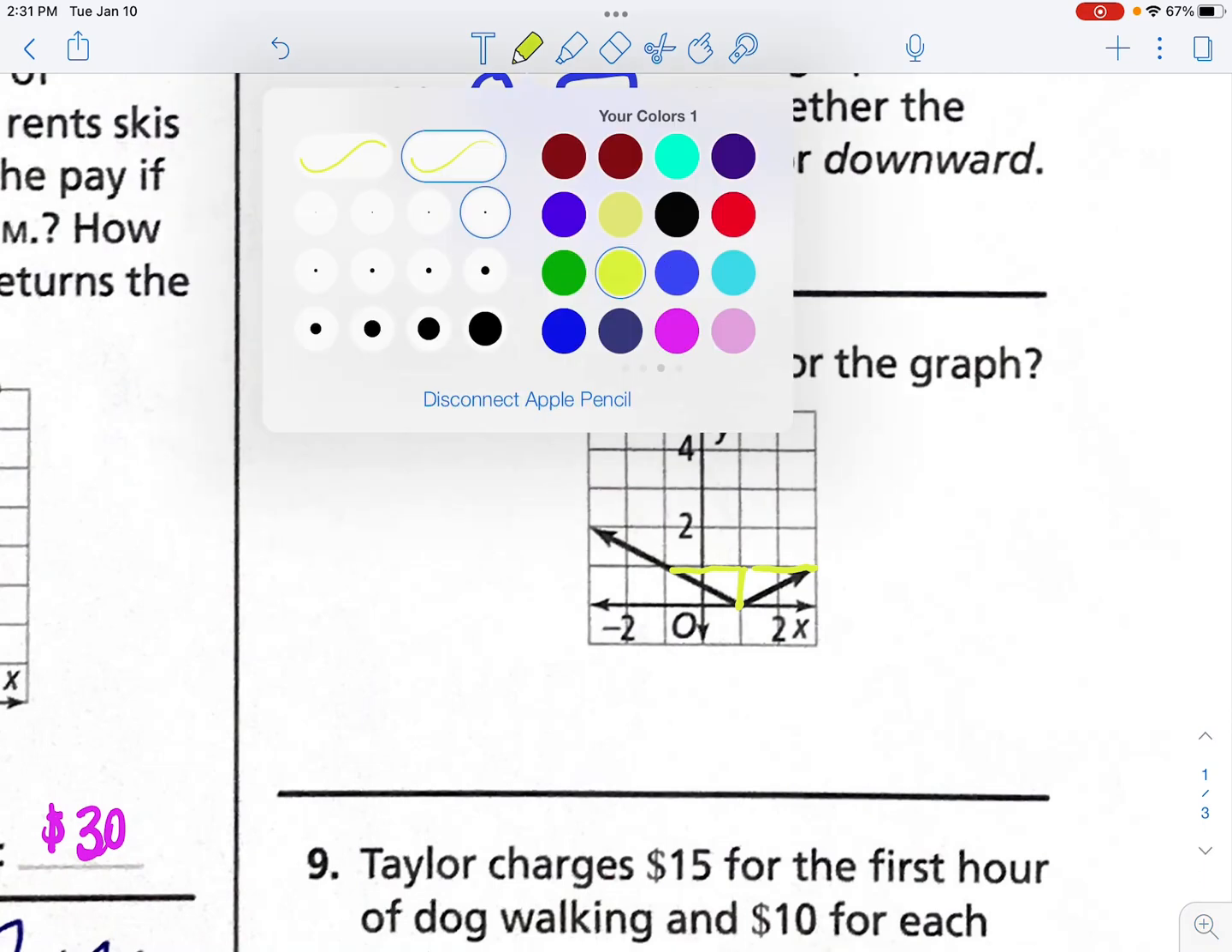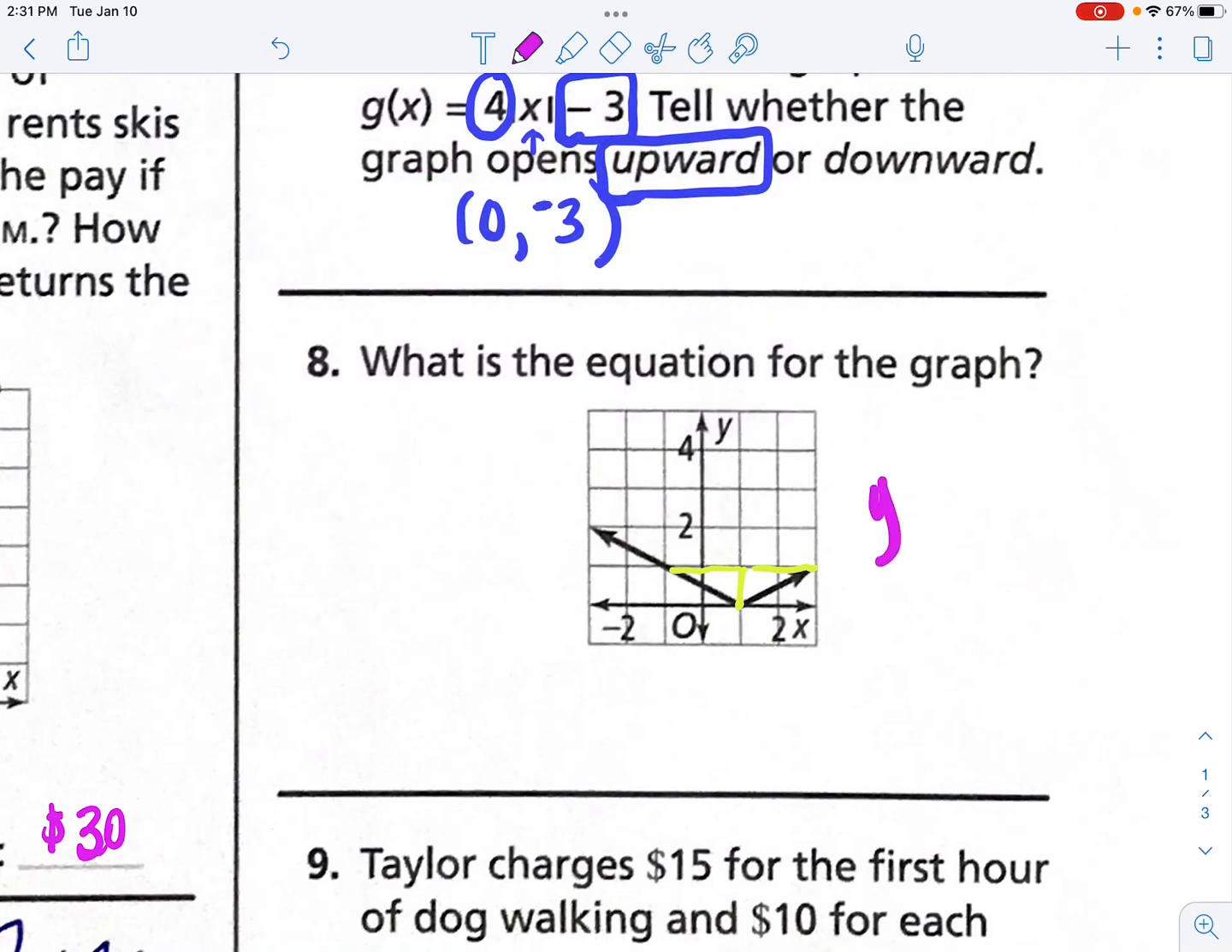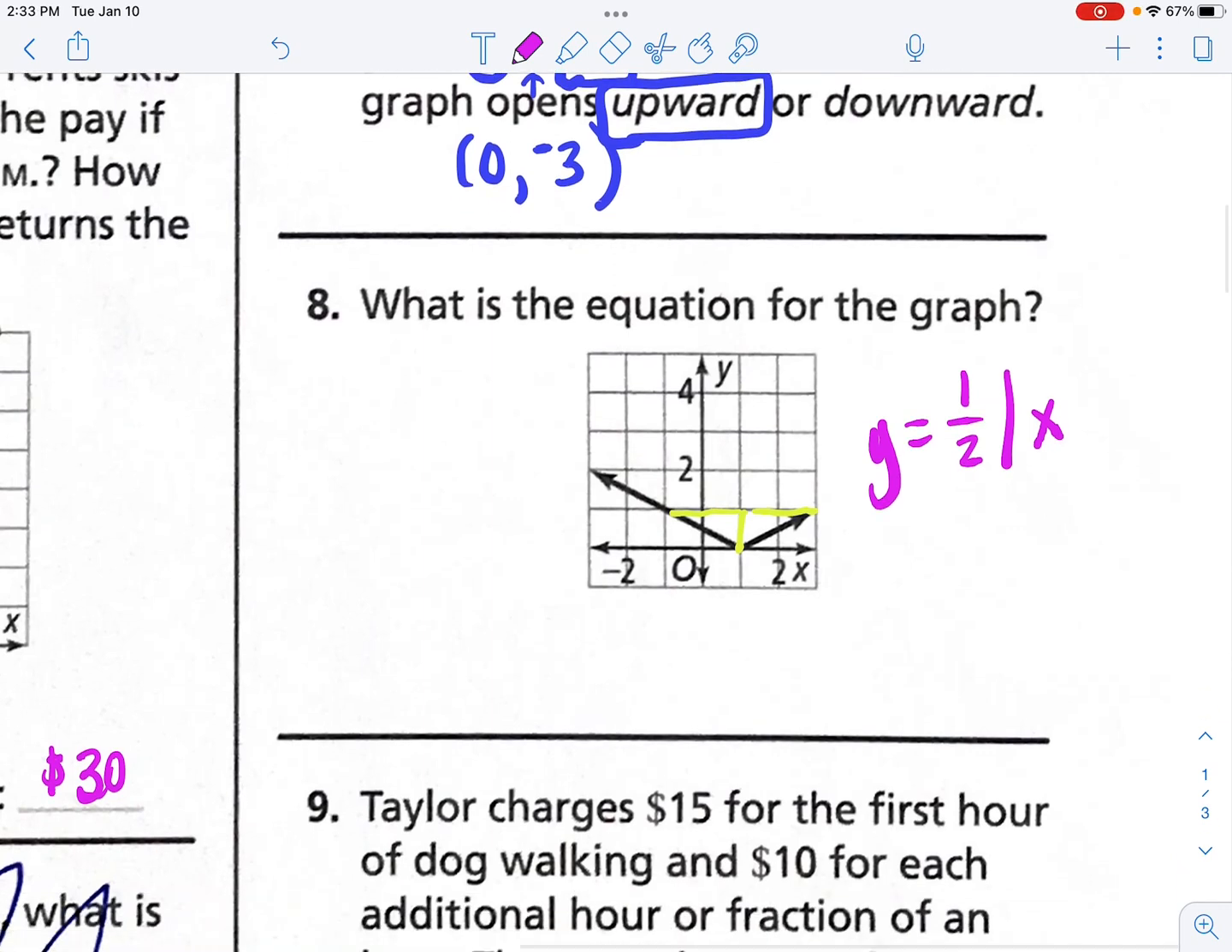So I know that it's going to be y equals 1/2 and then absolute value x, right? Because that is the slope of each one of those sides. Now I know it's not going to be a -1/2, because remember, all the negative does is it reflects the absolute value. All right, so we can also see here that the graph obviously moved to the right 1.